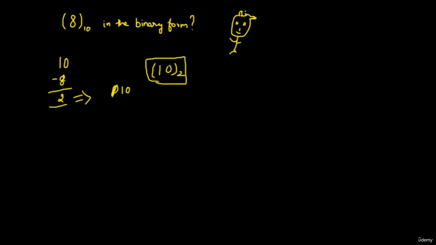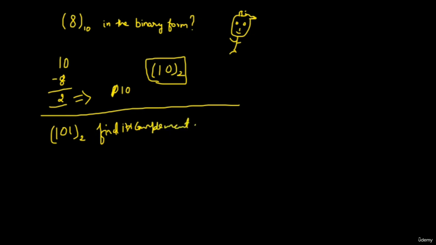That is easy. So let's do something complicated. What is the binary form of 101's complement? Now you are talking. Find its complement. So how are we going to find its complement?